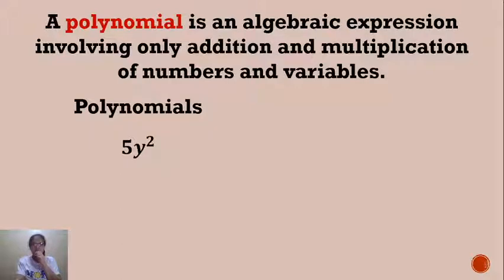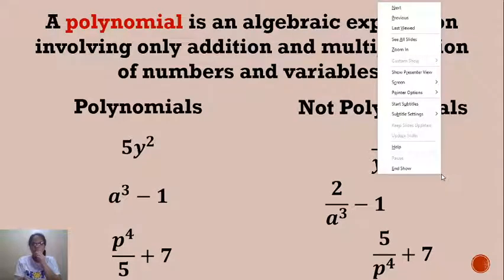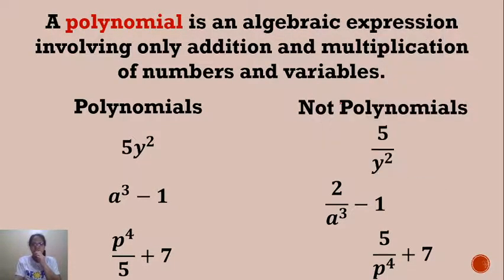Examples of polynomials are 5y squared, a cubed minus 1, p to the fourth over 5 plus 7. And non-polynomials are 5 over y squared, 2 over a cubed minus 1, and 5 over p to the fourth plus 7. Now, why are these non-polynomials? Because of the variable in the denominator. So take note, when you see a variable in the denominator, it is not a polynomial anymore.